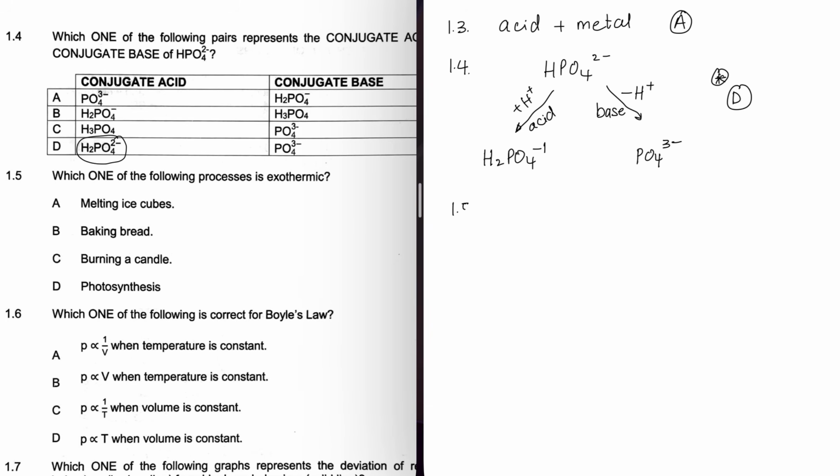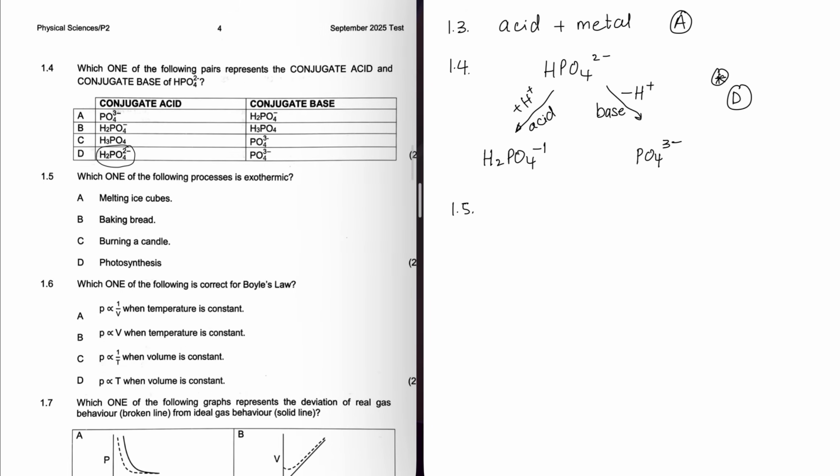Question 1.5, which one of the following processes is exothermic? Exothermic reactions give off heat, so burning a candle would be the correct answer there. Question 1.6, which one of the following is correct for Boyle's law? So option A says pressure is directly proportional to 1 over V when temperature is constant. And that is true. So the answer there is A.